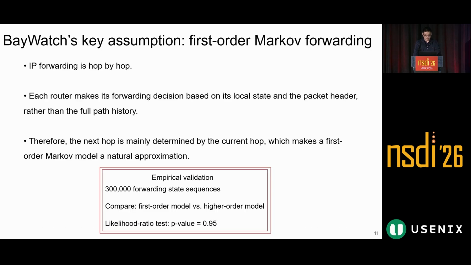To model forwarding probabilistically, we need a structural assumption that is both simple and reasonable. Our intuition is that IP forwarding is hop by hop. At each hop, a router makes its forwarding decision based on its local state and the packet header, rather than on the entire path history. So from a modeling perspective, the next hop should depend mainly on the current hop. This naturally leads to a first-order Markov model.